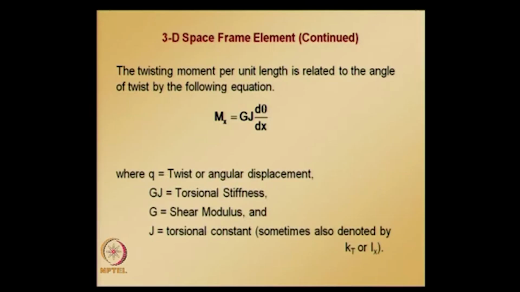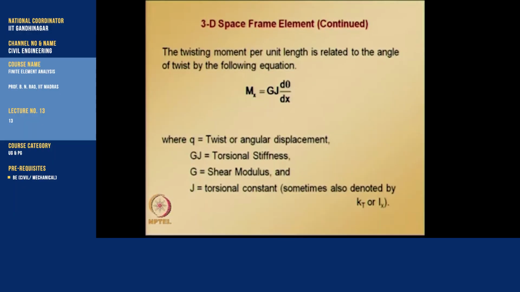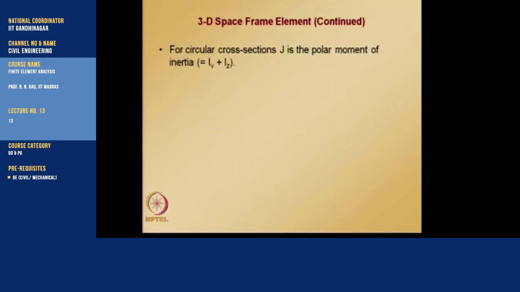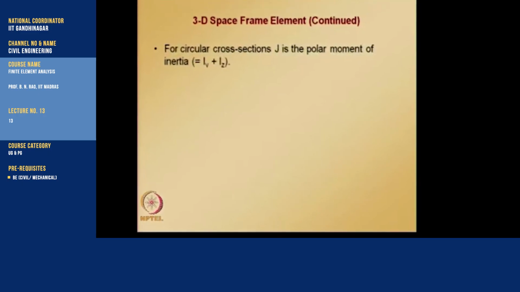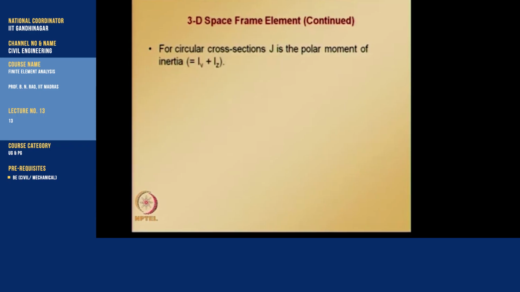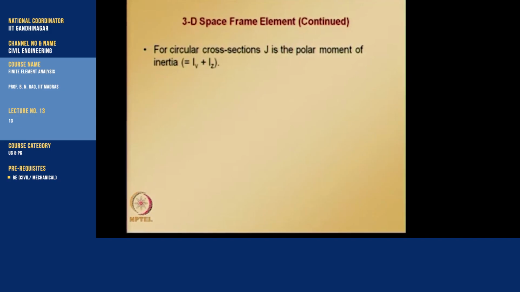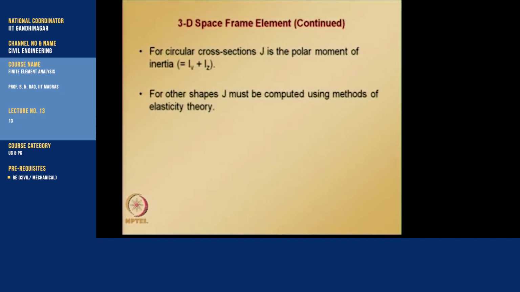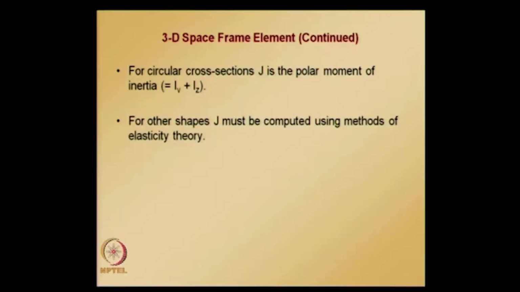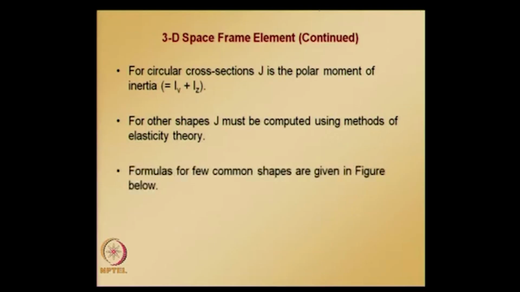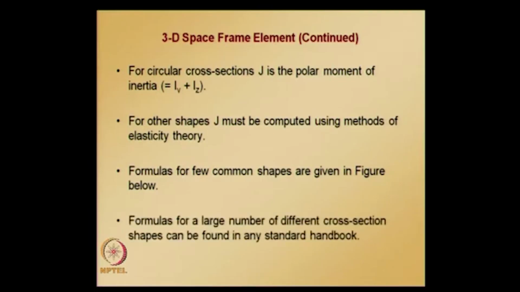sometimes denoted by Kt or Ix. For this J value for various cross sections you can refer to any standard handbook, but for simple cross sections you must have already learned these things in your mechanics of materials class. For a circular cross section, J is the polar moment of inertia, which is the sum of Iy and Iz. For other shapes, J must be computed using methods of elasticity theory. Formulas for a few common shapes are given below. Formulas for a large number of different cross section shapes can be found in any standard handbook.